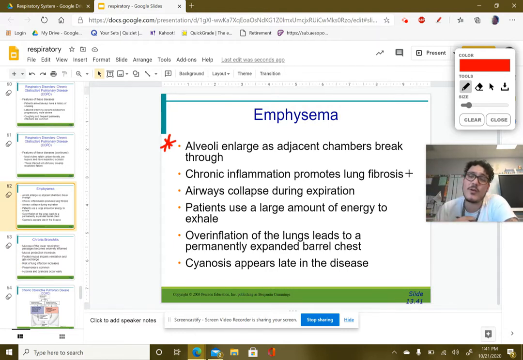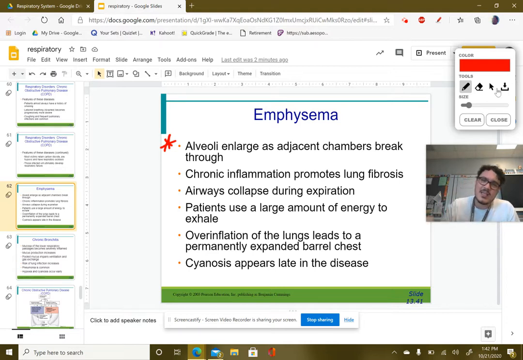The airways collapse during expiration. So when you breathe out, the airways collapse on themselves. Patients have to use a large amount of energy to breathe out, which can be tiring, exhausting. Overinflation of the lungs leads to a permanently expanded barrel chest. So in this case, when you breathe in, right? When you breathe out, you notice that your chest returns back to normal. But in the instance of emphysema, they'll breathe in, their lungs expand, and they stay expanded. So that can be very painful and obviously irritating, and just a lot of tension in your chest.